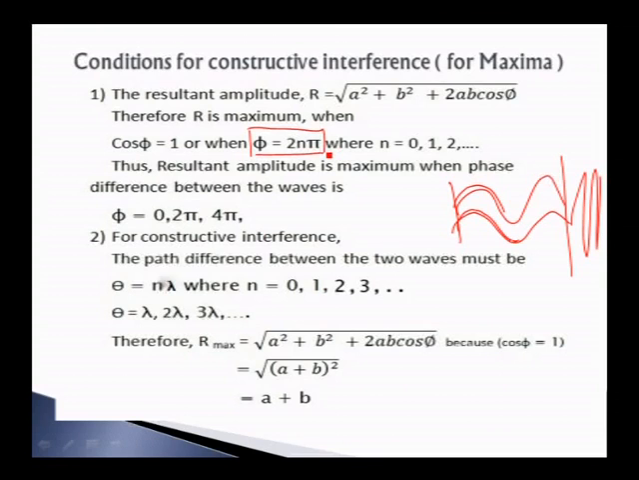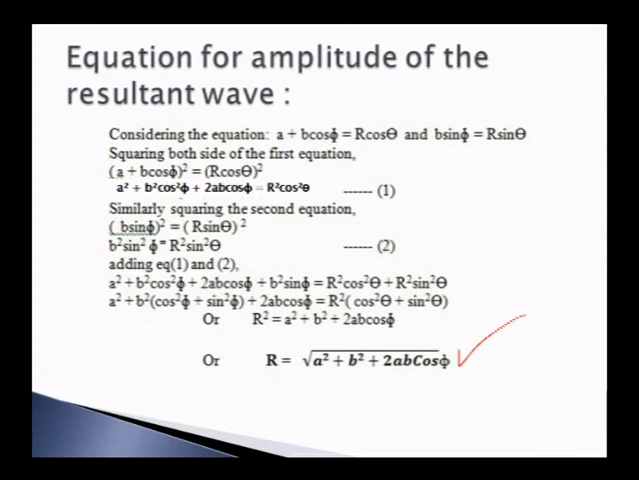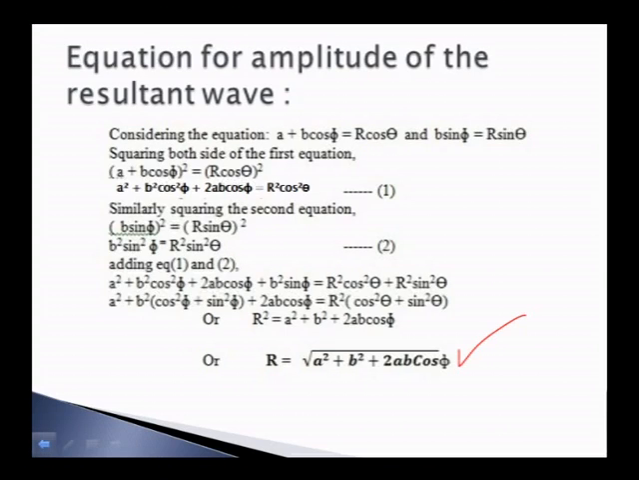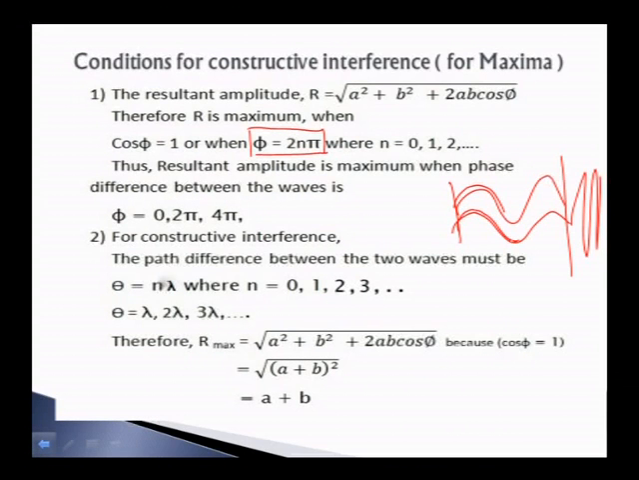Now, if you substitute the value of n equal to 0, this results in 0. So when n is equal to 0, phi is equal to 0, that means cos of phi is 1. That means at the beginning, whenever both the waves coincide, it results in interference.